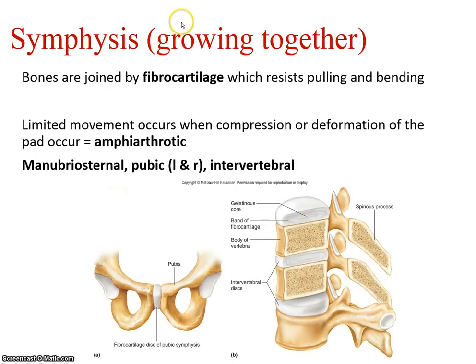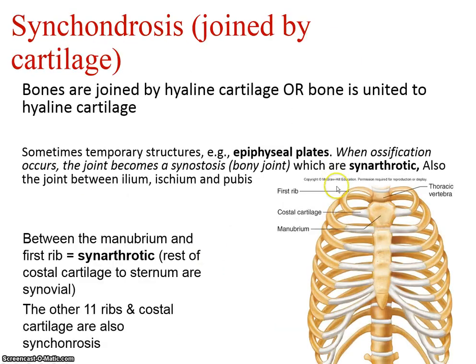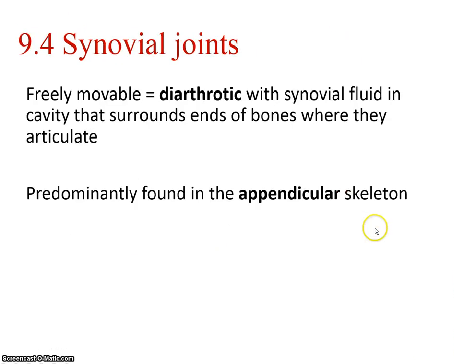All right, the symphysis, the bones are joined by a pad of fibrocartilage, so there's a little bit more collagen in this, and that strengthens it. They have limited movement, so we call them amphiarthrotic, and this includes the manubriosternal, the pubic, called the pubic symphysis, and intervertebral. So manubriosternal is talking about this joint here. Okay, so we'll end the video and we'll pick up and talk about synovial joints the rest of the chapter.